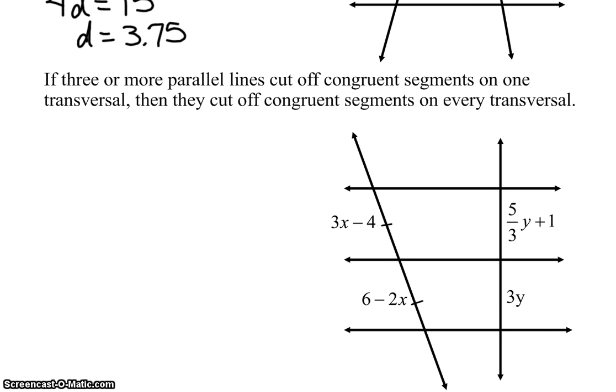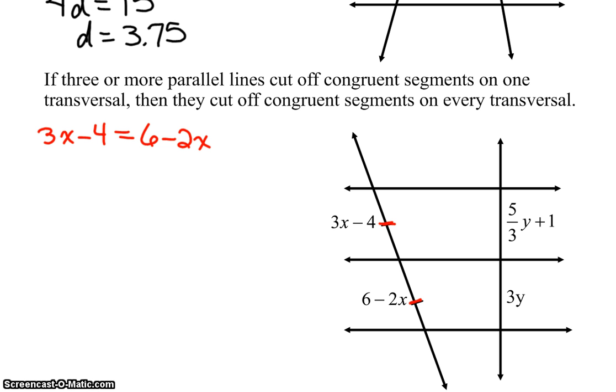The next corollary says that if the segments on one side are congruent, then the segments on the other side will also be congruent. So this again goes directly from the one before it. Let's go ahead and set it up. Because the first set of sides are marked as congruent, you can see the markings on the diagram already, we know that 3x minus 4 equals 6 minus 2x.